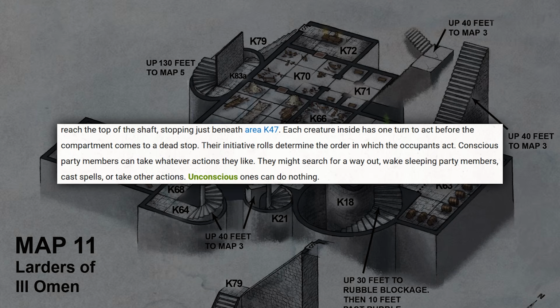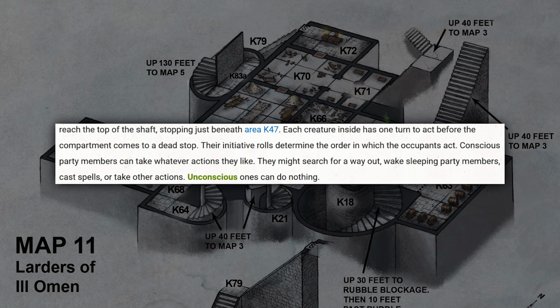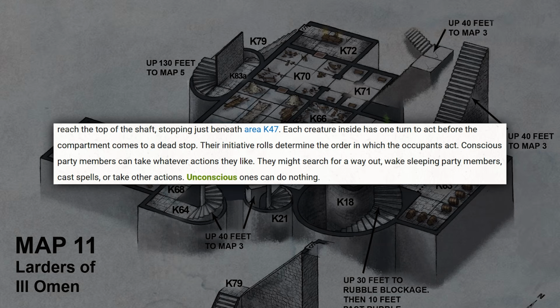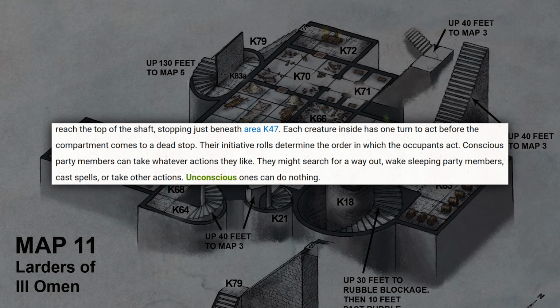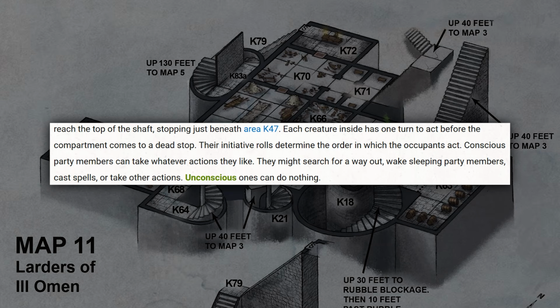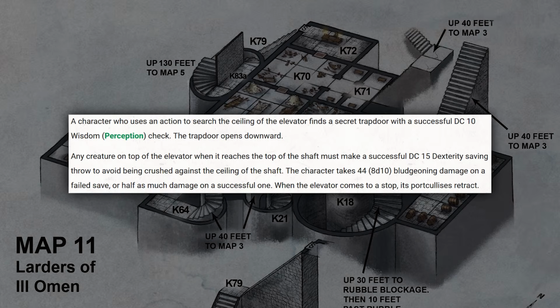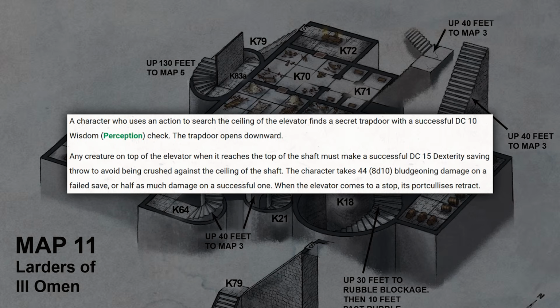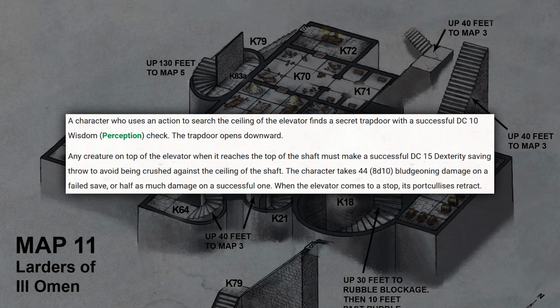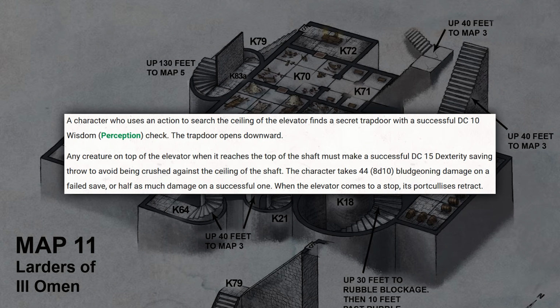Conscious party members can take whatever actions they like. They might search for a way out, wake sleeping party members, cast spells, or take other actions. Unconscious ones can do nothing. A character who uses an action to search the ceiling of the elevator finds a secret trapdoor with a successful DC 10 Wisdom (Perception) check.